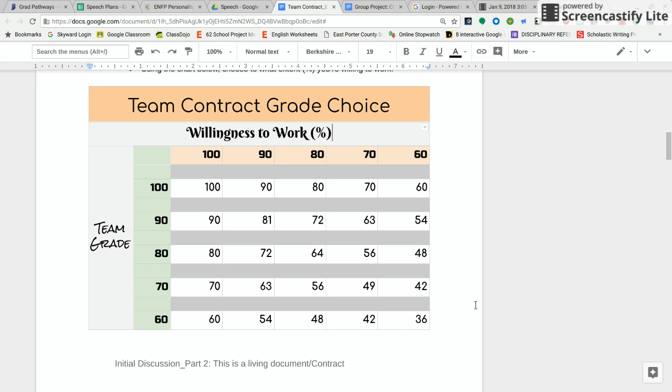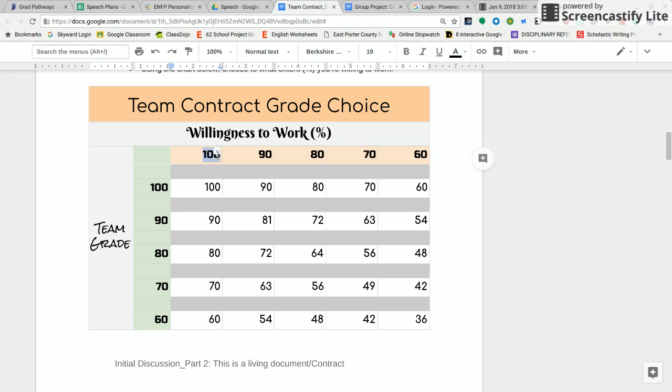Hi, everybody. This is just a brief quiz, if you will, to help you understand how this team contract grade choice will work. As you look at this table, you see on the left there's a team grade, and on the top there's a willingness to work, a percentage of the effort, really, in a number form that you're willing to work. As we go across the top at the 100 level in the yellow up here, this means that I'm willing to do the work of an A plus student.